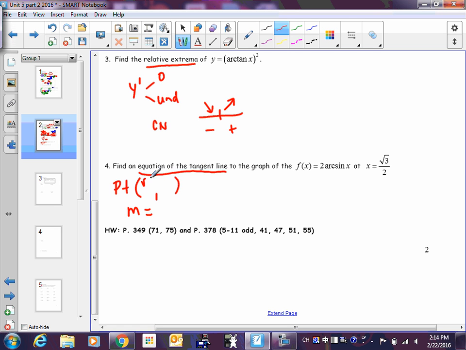And in this case, they only give us the x, so we've got to do 2 things. We've got to find the y, and then we've got to find the slope, and then we write our line. So one thing at a time. Let's find the y value. So the y value is going to be 2 arc sine of root 3 over 2. No derivative or anything. We're looking for the y value right now.